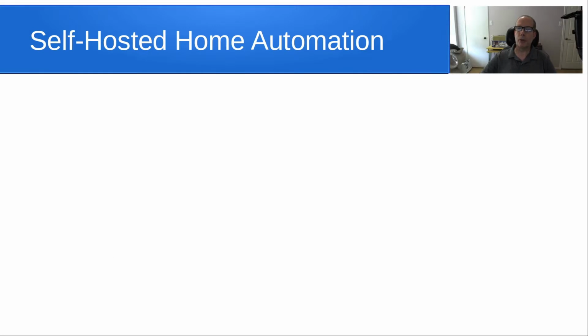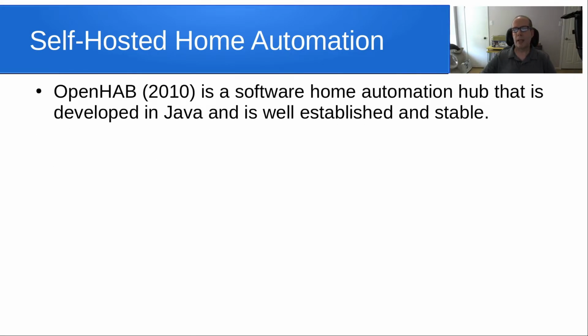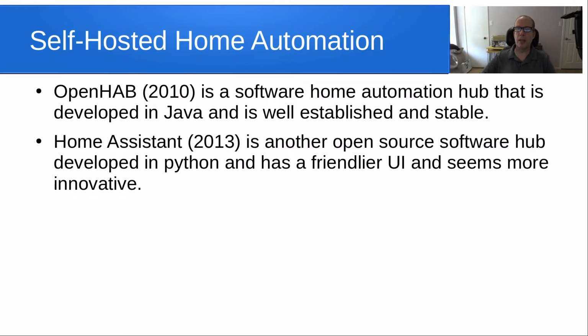So, self-hosted home automation is usually referred to when we think about products like OpenHab, which was brought online around 2010, and it's a software-based home automation hub that is developed in Java and is well established and stable. And then Home Assistant, which was developed in 2013, is another open source software hub developed in Python and has a friendlier UI and seems more innovative.